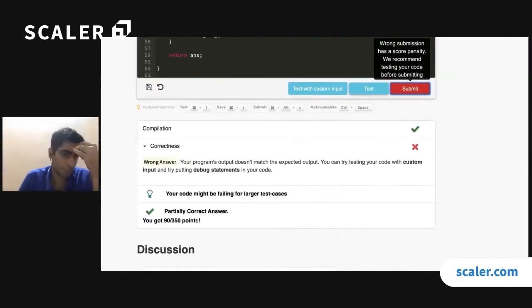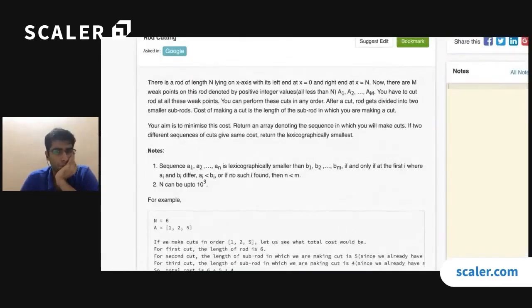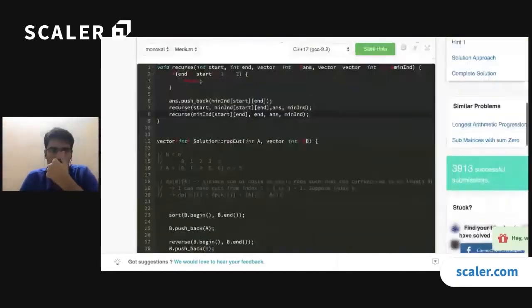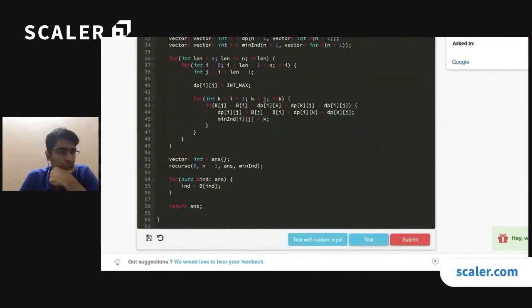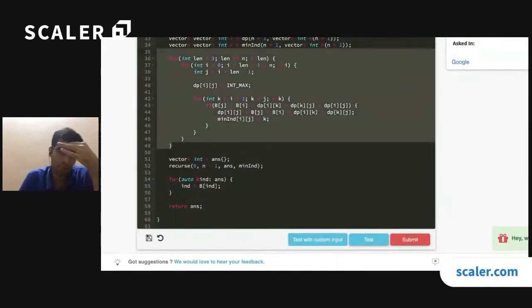Yeah, so we are told that we are failing for the partially correct. Okay, so we have some wrong answer for larger test cases. Why? Okay, so probably the time limit is exceeding, right? Because there is no other reason why it should fail. The time limit can be exceeded because this is order of n cube. Can we bring this to order of n square?